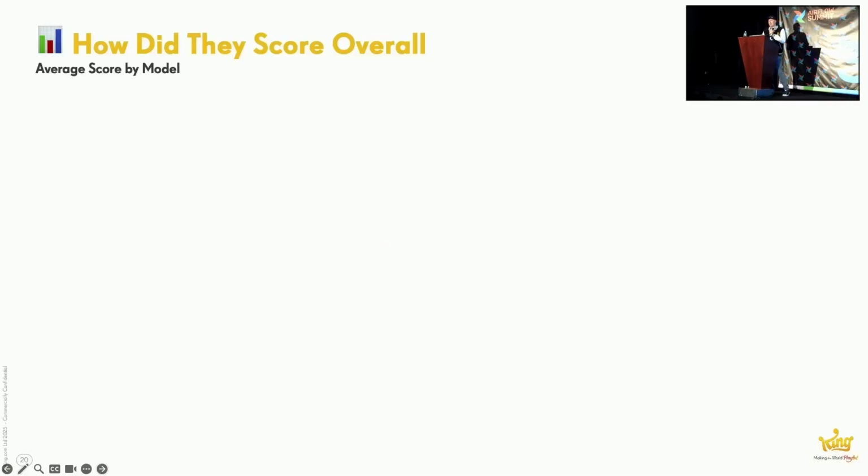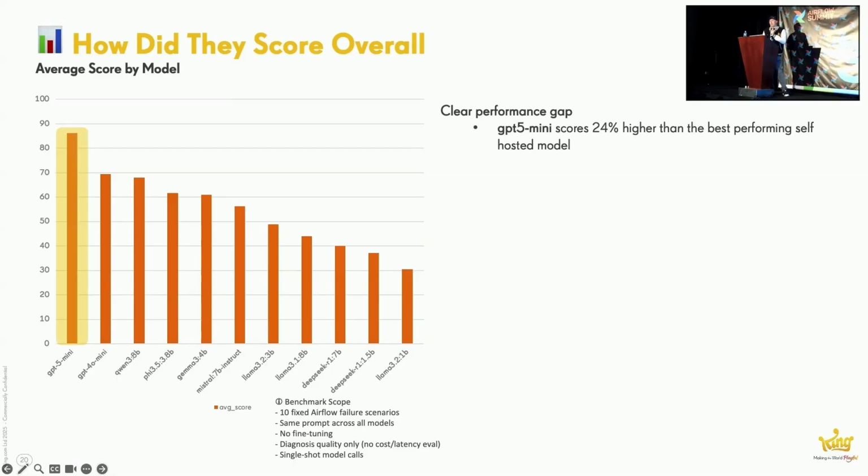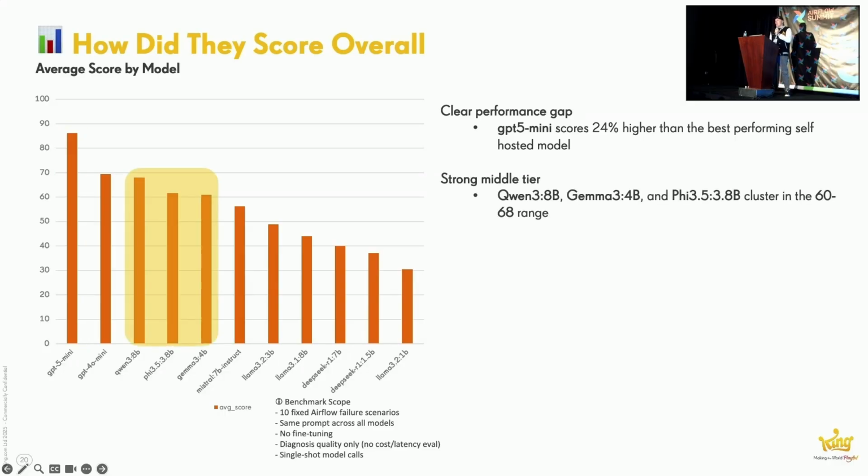All right, so let's get into some of the results. How did they score overall? This chart gives us a high-level view of model performance based on average score across all the scenarios. As you might expect, GPT-5 leads here. But what's encouraging is this strong middle tier. Qwen, Gemma, and Phi are clustering in this 60 to 68 range, which is not too dissimilar from what GPT-4o is coming out at here.